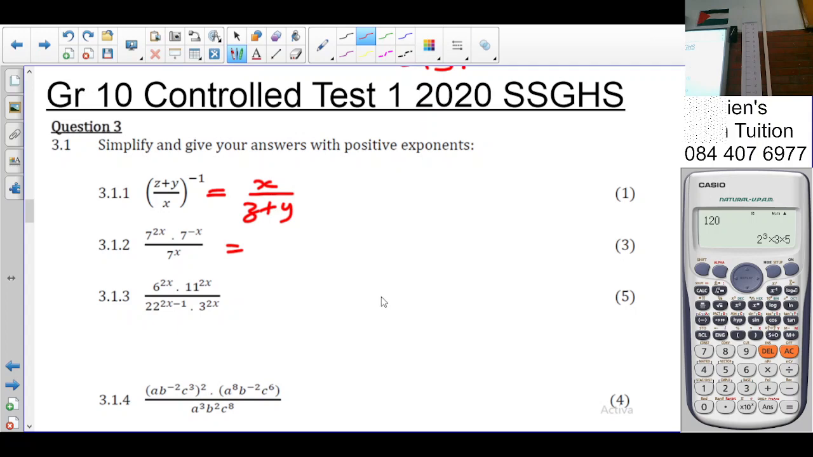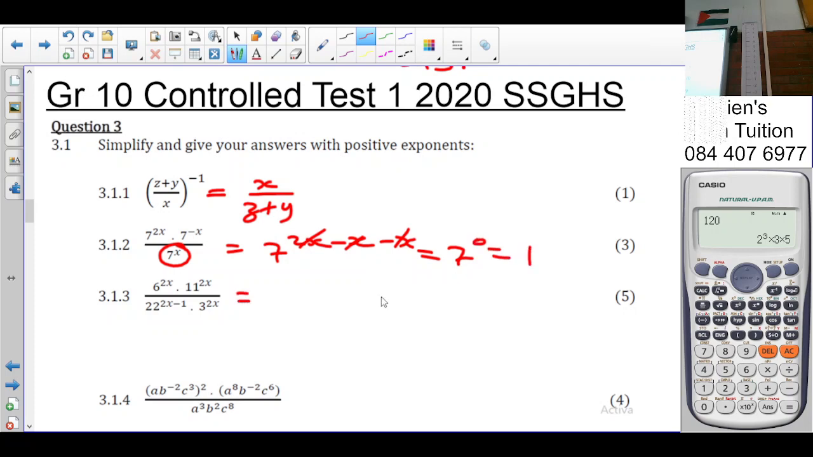The next one, when we're multiplying and bases are the same, what do you do with the exponents? You add them. So it's plus negative x, so negative x. If we divide and bases are the same, what do you do with the exponents? You subtract them. So it's going to be minus x, which is 7. 2x minus x gives you 0. I can't leave it like that, because if I leave it like that, it's the exponent 1. So 7 to the 0 is 1.